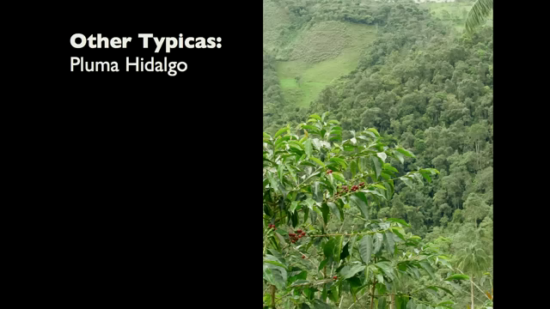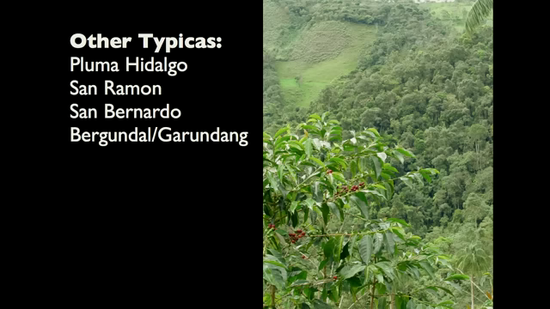So Pluma Hidalgo is the name of a town in Mexico. In Oaxaca, San Ramon is the name of the typicas that are grown in Guatemala. San Bernardo. Burgundal is the name for the typicas grown in Indonesia. It comes from the Dutch word Burgundal, which means mountain and valley. Another local Indonesian word for the same variety is Garundang.